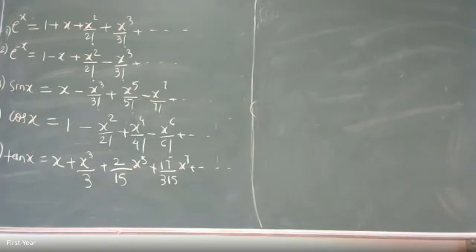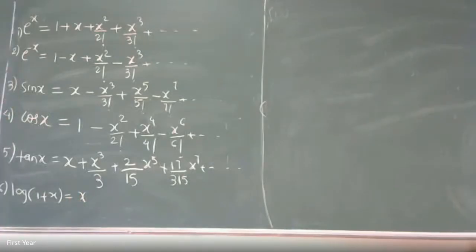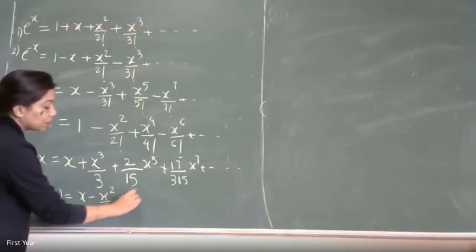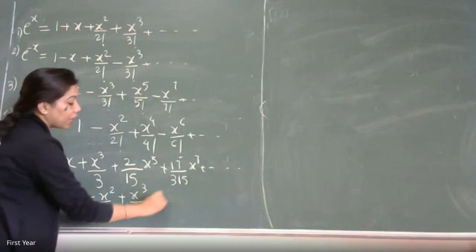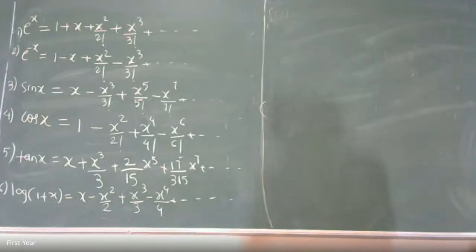This also can be proved with the help of Maclaurin's series. And sixth is, just now we have proved, log of 1 plus x. So what is the log of 1 plus x expansion? x minus x square upon 2 plus x raised to 3 upon 3. Just now we saw it. It is x minus x square by 2 plus x cube by 3 minus x raised to 4 by 4 plus and so on. That's your log of 1 plus x expansion.